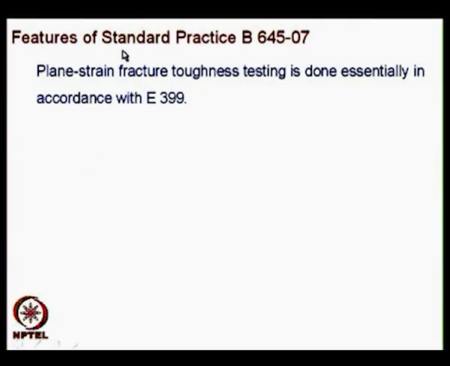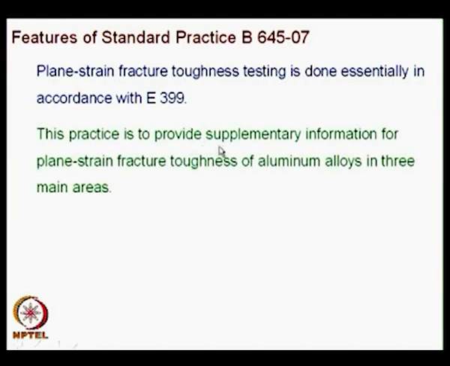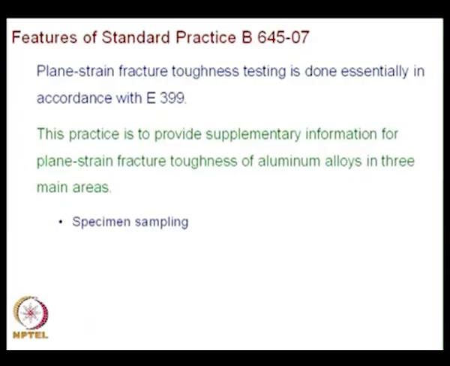Let us see what are the features of standard practice B645-07. Plane strain fracture toughness testing is done essentially in accordance with E399. However, it provides supplementary information for plane strain fracture toughness of aluminum alloys in three main areas. Some sort of a relaxation, that is, you perform a test, you do not throw all your results out. If some results can be salvaged, that is what this practice has looked at.